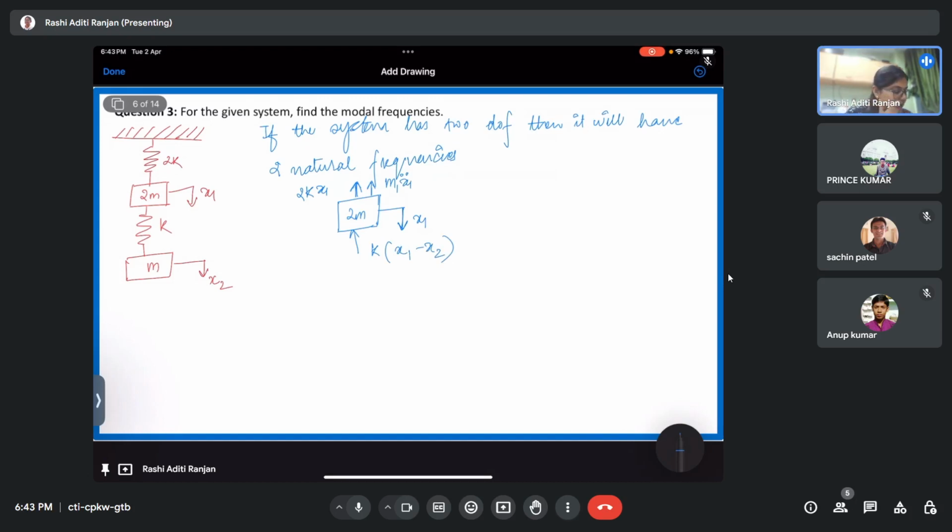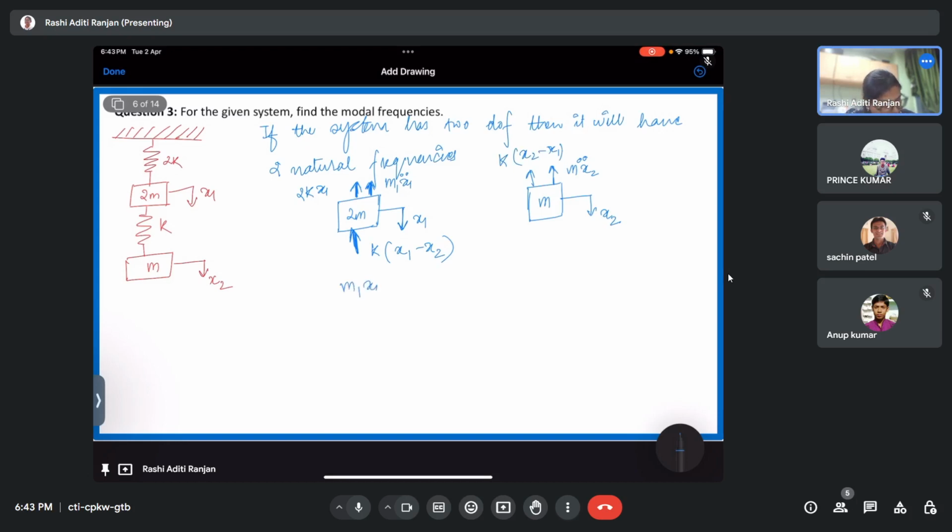So in that case, first I'll draw the free body diagram of the second mass as well, having x2. If it is going downwards, it is going to encounter inertia force in the opposite direction, which will be m x2 double dot, and then there will be a spring force which will be k into x2 minus x1. Correct? From this I can get the respective equations of motion.